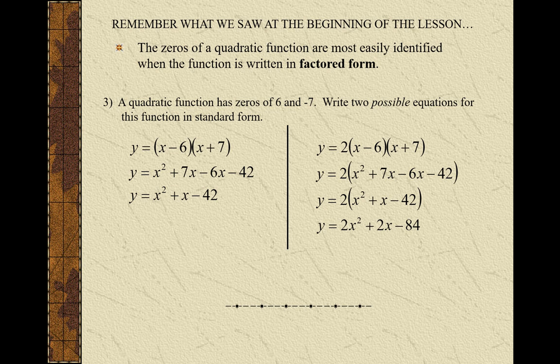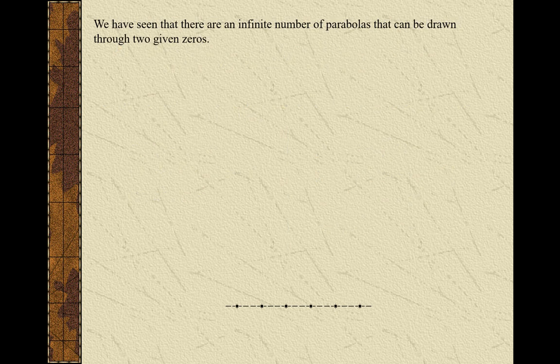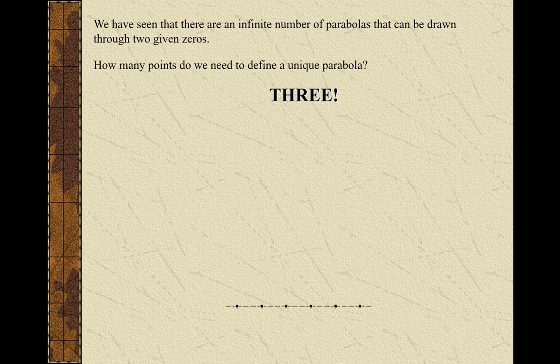More time? All right. We have seen that there are an infinite number of parabolas that can be drawn through given zeros. How many points then do we need to make the parabola unique? And the answer is 3. You need 2 zeros, and then you need a third point. Now, technically, any 3 points will do, but that might be a little farther than we're going in grade 11. We'll usually give you the 2 zeros and 1 other point.